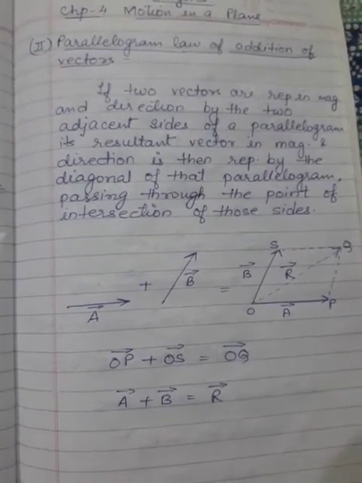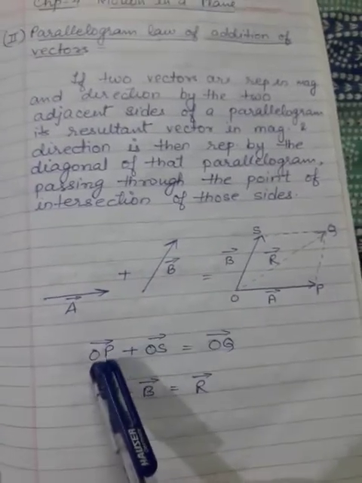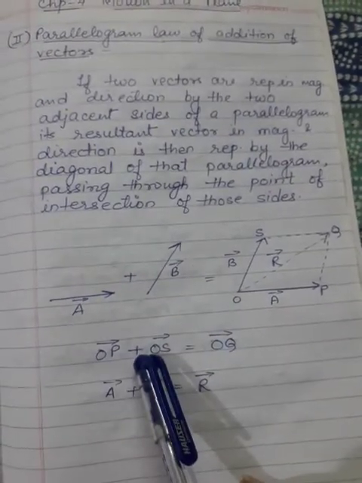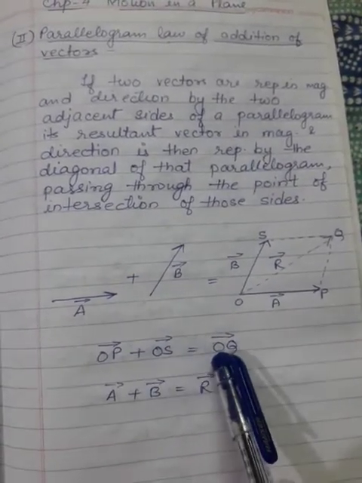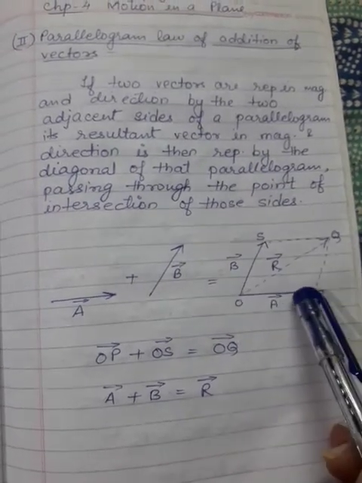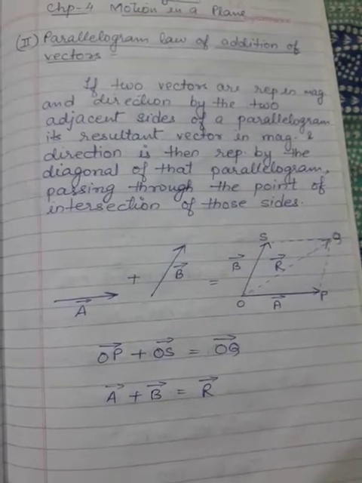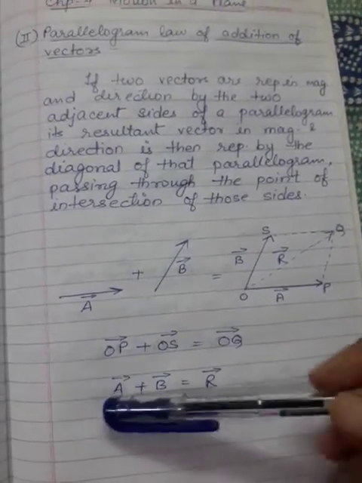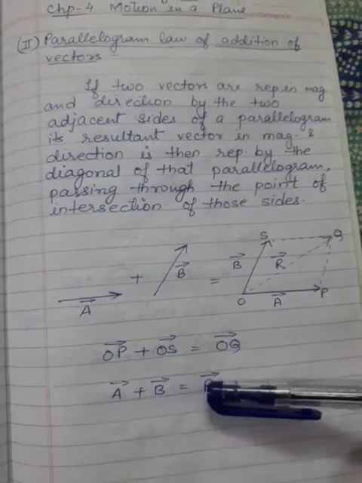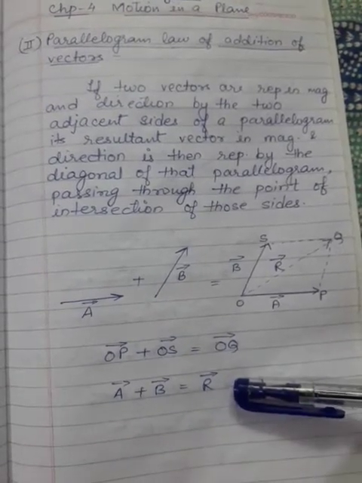Now, vector OP plus vector OS is equal to vector OQ. OP, OS, so the resultant will be vector OQ. Vector A plus vector B is equal to vector R.